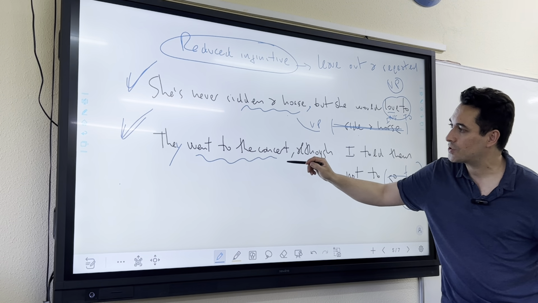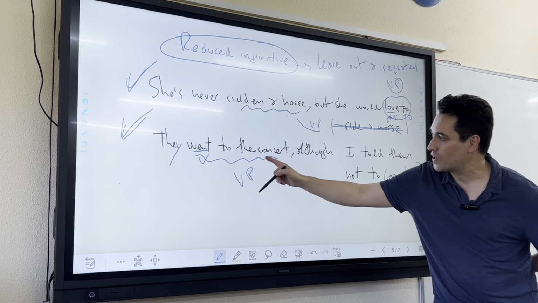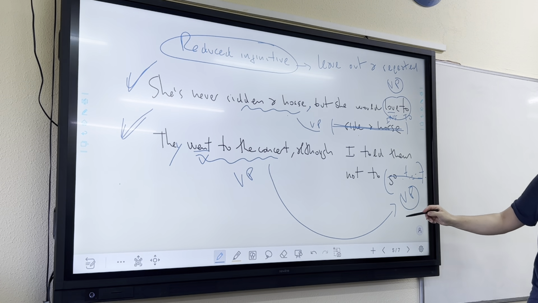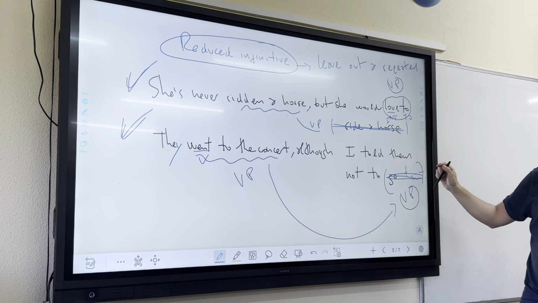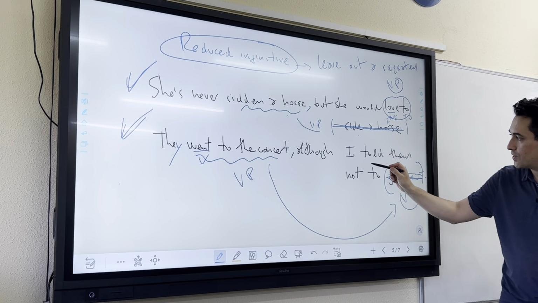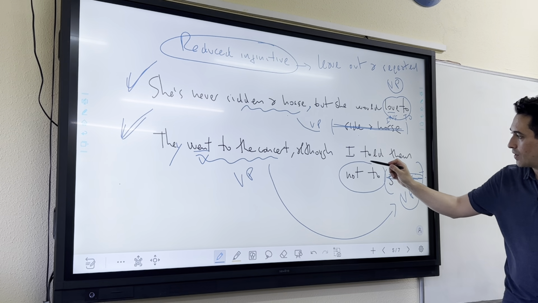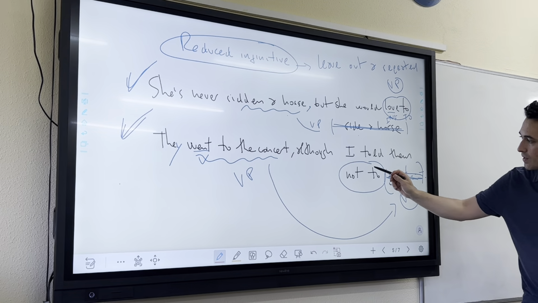Went to the concert. This is the VP. It's a VP because this is the verb. Went to the concert. Go to the concert. Remove it. And we keep the infinitive. I told them not to. Yeah. Not to. In this case, a negative one. Not to go. And we end the sentence with to.